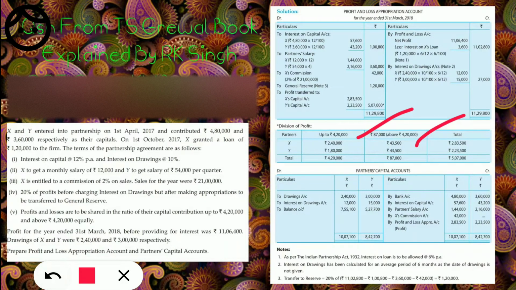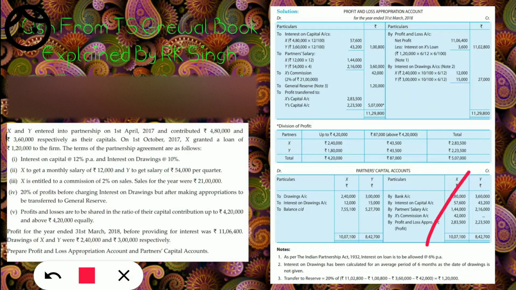This kind of question has already been asked in the CBSE board examination. It may be asked again. So these two amounts of profit are part of the capital account. They will be recorded in the credit side of partners' capital account by profit and loss appropriation account, 2,83,500 and 2,23,500.